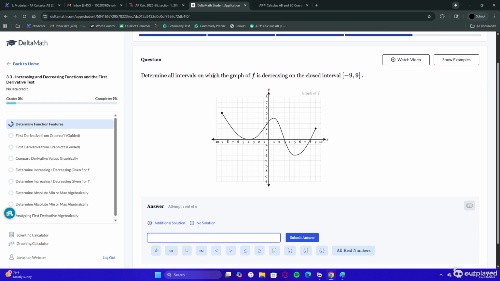Now determine all intervals where f is decreasing again. So where f is going down, from right here to right here it's going down. Right here to right here, it's increasing. From here to here, decreasing again. And then here to here it's increasing. So it's decreasing from -9 to -4. And it's decreasing from x equals 1 to x equals 5.